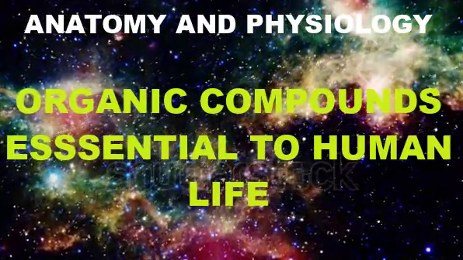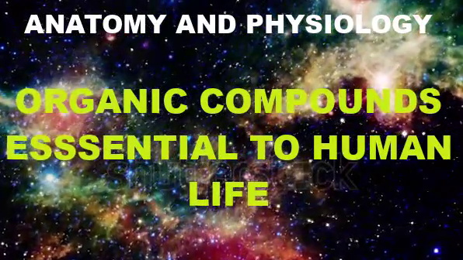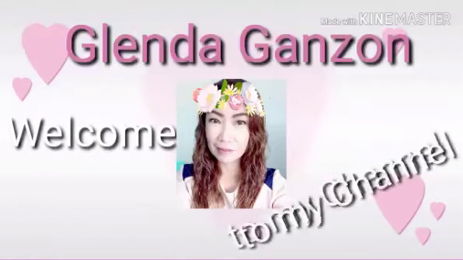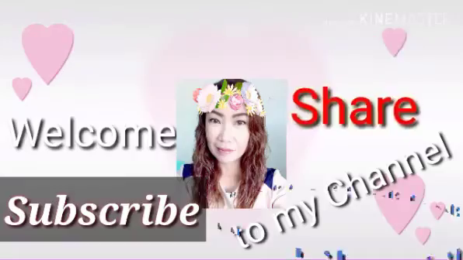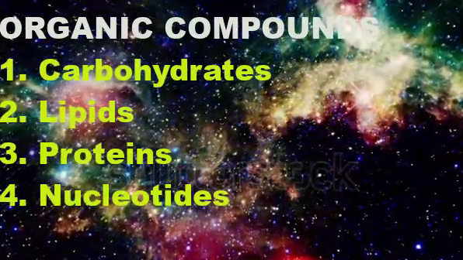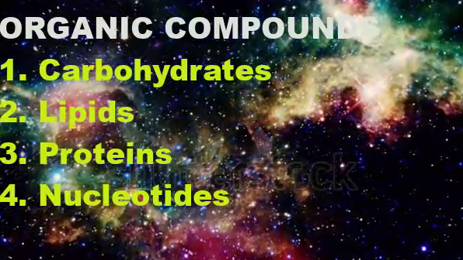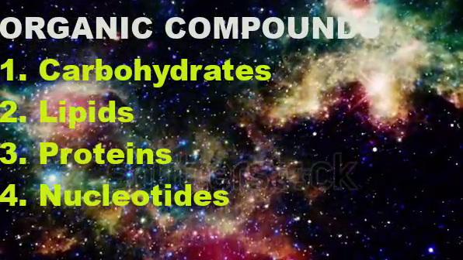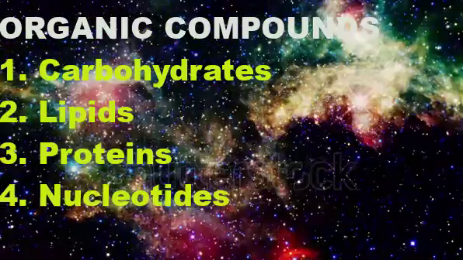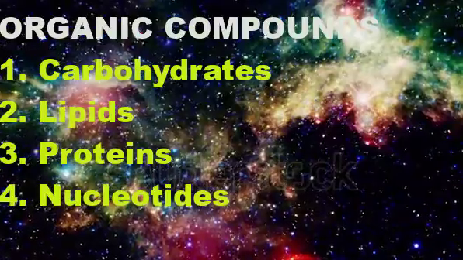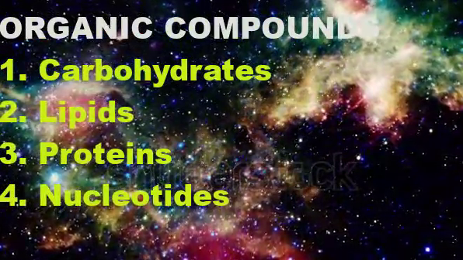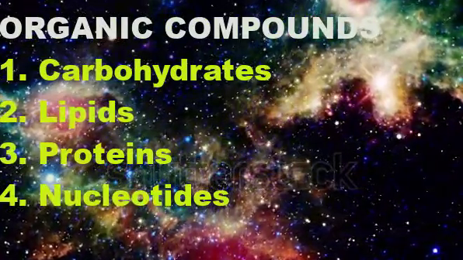And for today's lesson, I'm going to discuss the different organic compounds which are essential to human life. Organic compounds typically consist of groups of carbon atoms covalently bonded to hydrogen, usually oxygen, and often other elements as well. Created by living things, they are found throughout the world in soils and seas, also in commercial products and every cell of the human body.